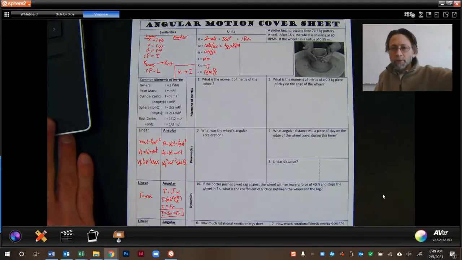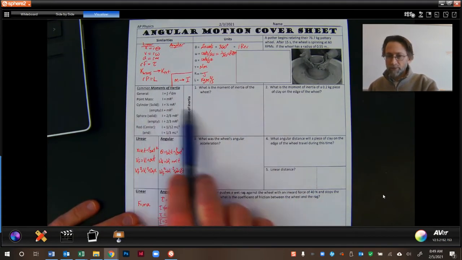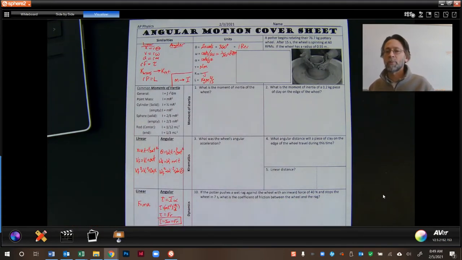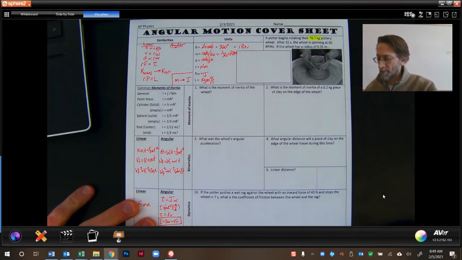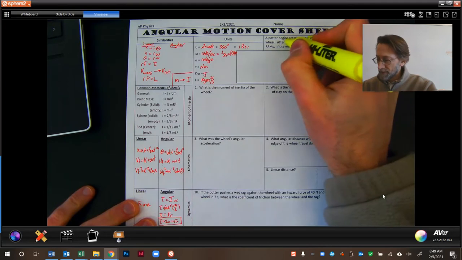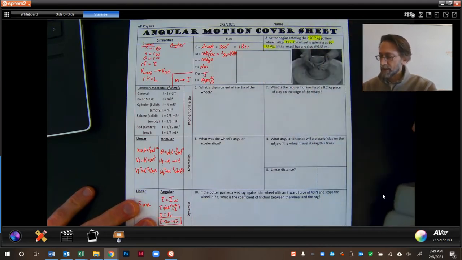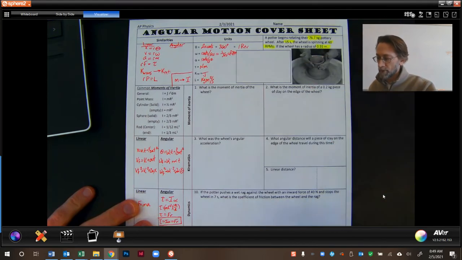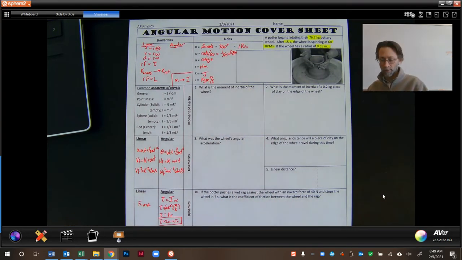So now in this part, we want to walk through a sample problem that would cover each of these different topics for the momentum, for angular motion. A potter begins rotating their 76.7 kilogram pottery wheel. I'm going to highlight that because that's going to be my mass. After 15 seconds, the wheel is spinning at 60 RPMs. And if the wheel has a radius of 0.55 meters, that's going to be the basis for this entire problem.